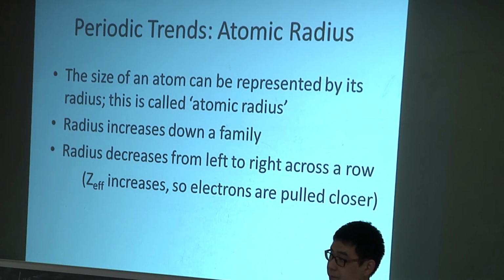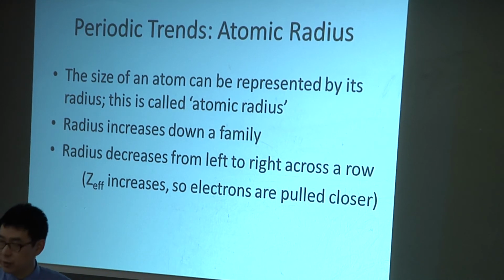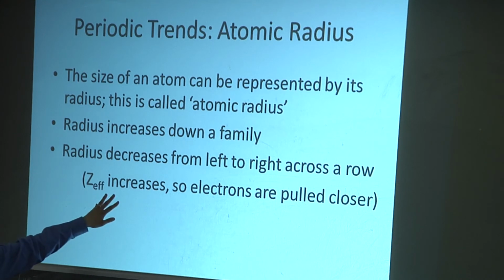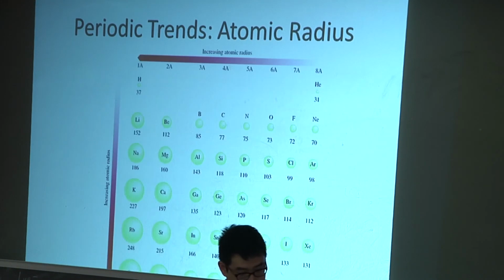Wait, but didn't shielding decrease from left to right? Shielding decreased from left to right, so the effective nuclear charge increased. Because as you go from left to right, you get more valence electrons that need to be blocked by the same core electrons. So the shielding decreases. If the shielding decreases, the effective nuclear charge increases. And so the electrons are pulled closer.